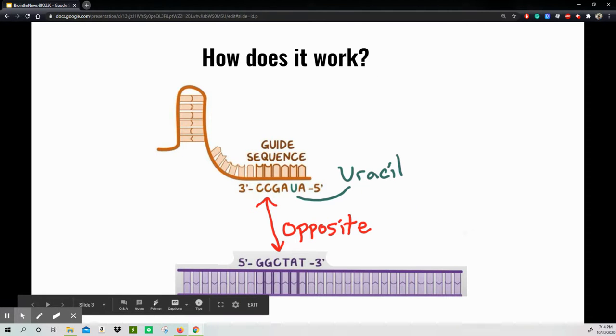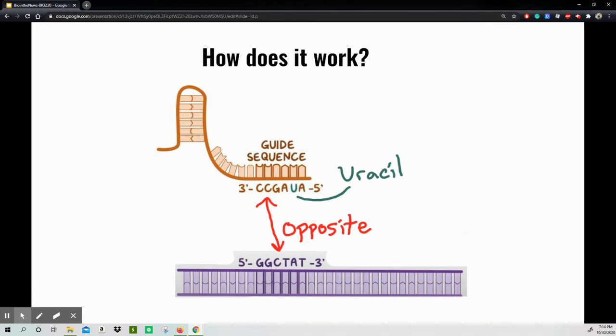The way it works is that researchers create a piece of RNA with a guide sequence, which is complementary to a targeted bit of DNA in the host's genome. So in other words, if the DNA has a sequence that reads 5' GGCTAT 3', then the RNA guide sequence is exactly the opposite and reads 3' CCGAUA 5'. Also, if you notice, there is a U for uracil instead of a T for thymine because the guide sequence is made of RNA and not DNA.